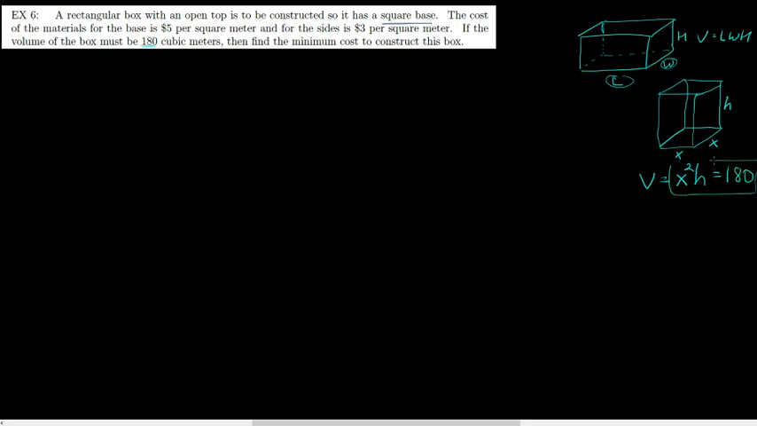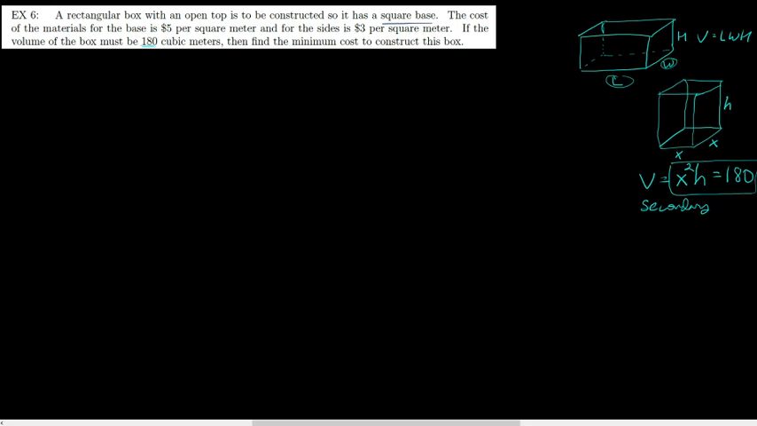So what does this tell us? This gives us a relationship between x and h. This is our secondary equation. This is how x and h are related, so we're going to use that later. Let's go back and figure out the primary equation.